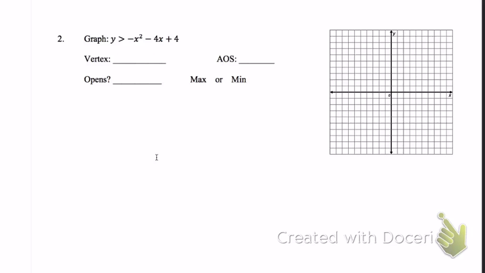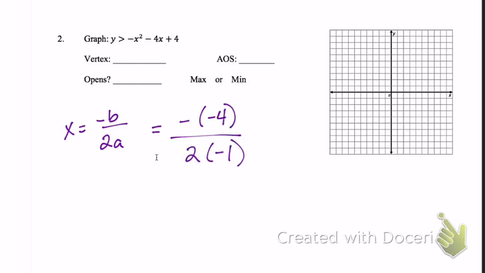Okay, number 2 is in what form? Standard. So that means to find my vertex and axis of symmetry, I need to do x equals -b over 2a. And so that would be -4 over 2 times -1, which is 4 over -2, which reduces to -2. So my axis of symmetry is x equals -2.